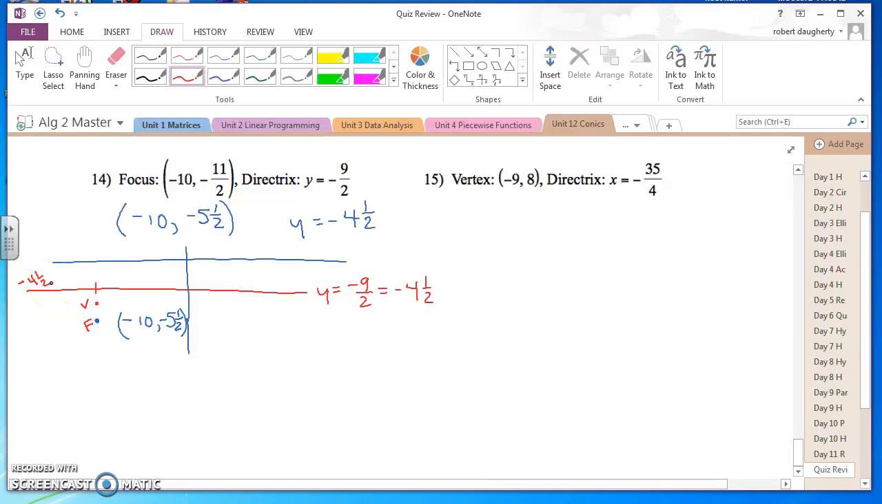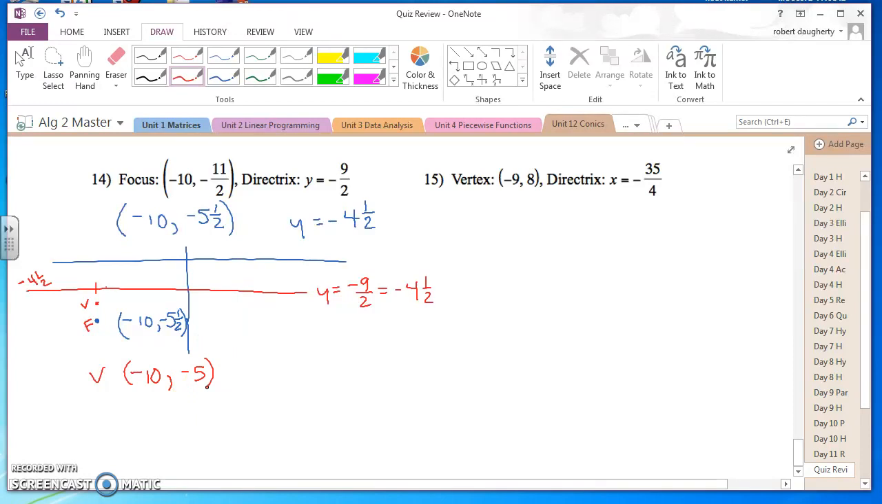So the distance from negative 4 1/2 to negative 5 1/2, the distance from the directrix to the focus, is 1. Halfway in between there is a distance of 1/2. So I know that the vertex is going to be at negative 10, negative 5, because this is 4 1/2, this is 5, this is 5 1/2. So the directrix is negative 4 1/2, the vertex is negative 5, and the focus is negative 5 1/2. So at negative 10, negative 5, that's the vertex.